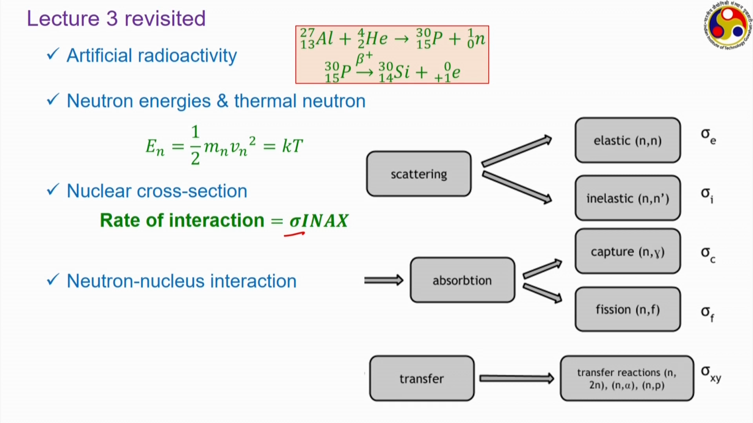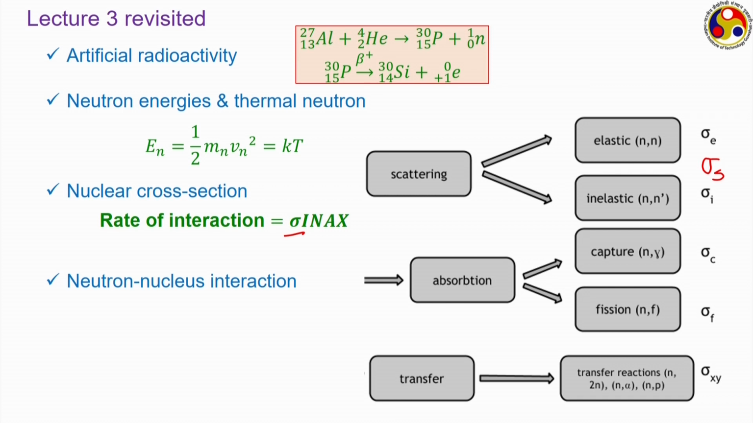The inelastic collision refers to much higher velocity level neutrons. In case of inelastic collision, there is a perfect conservation of momentum, but kinetic energy is not conserved because a part of the kinetic energy is transferred to certain photons, generally gamma photons. Corresponding collision cross sections are represented as sigma E for elastic scattering and sigma I for inelastic scattering.